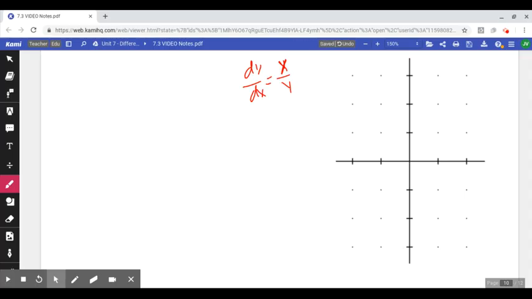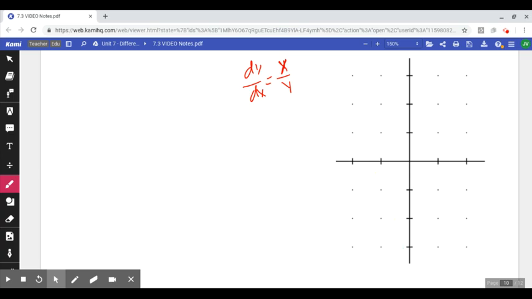Now, one thing to mention is that when y is 0, dy/dx is undefined. That doesn't mean that we should draw a vertical line when y is 0. What that means is dy/dx doesn't exist, or the slope of the tangent line doesn't exist. So if that slope doesn't exist, then we can't actually draw any line when y is 0. So our x-axis here will not have any little lines on it, because on the x-axis the value of y is 0, and that causes dy/dx to not exist.